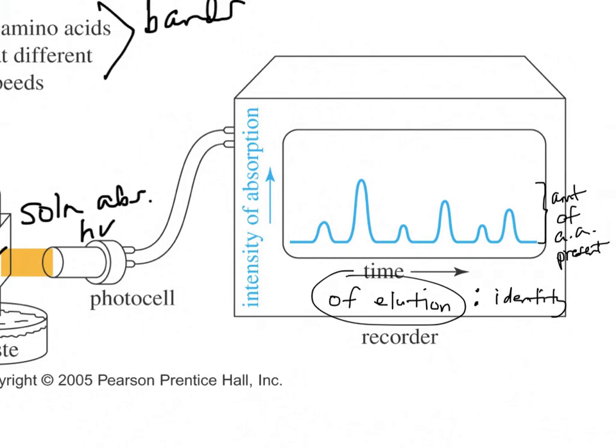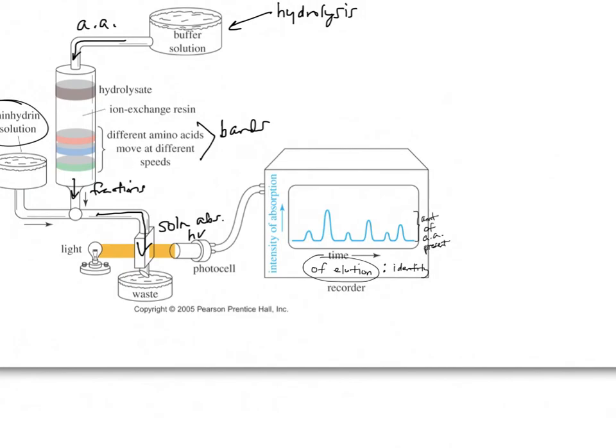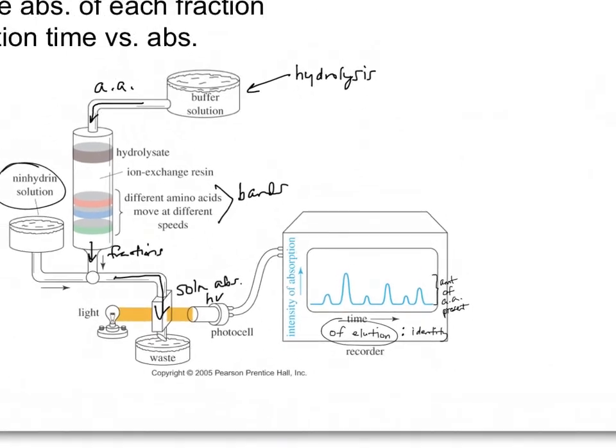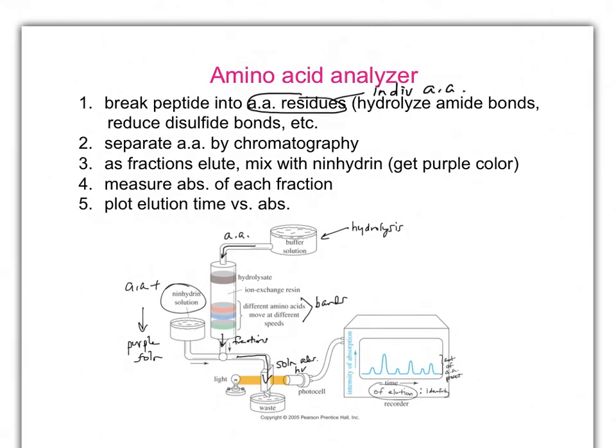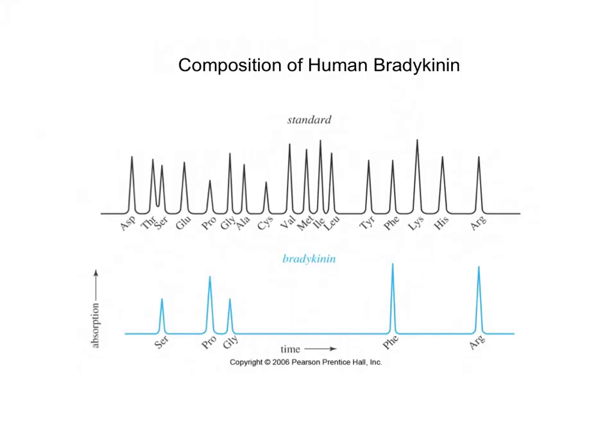Okay, now let's go look at a real one. I think that's our next slide. Kind of bring this guy back to life here. All right, here's a real one. Along the top are the 20 amino acids run as a standard. So these are our standards right here. The bottom one is where an unknown essentially has been put through.